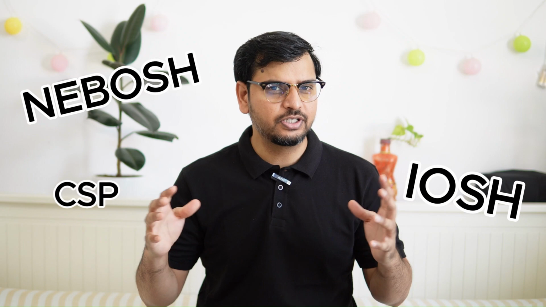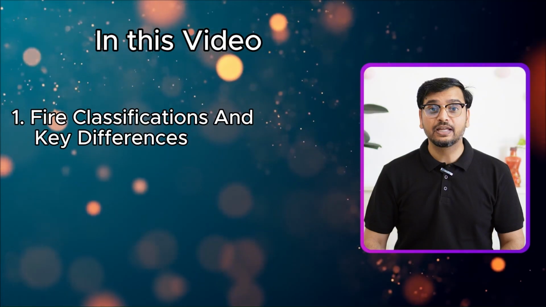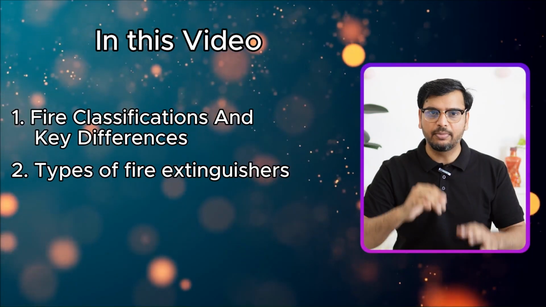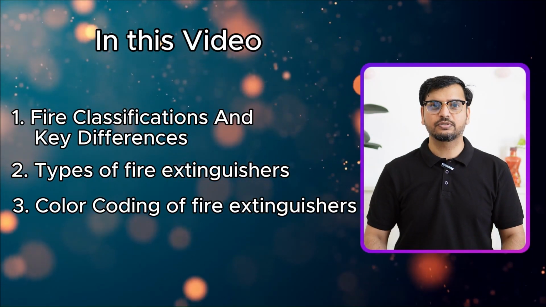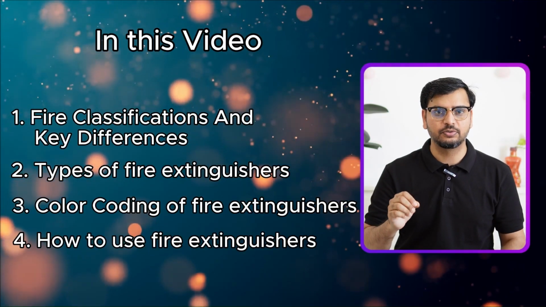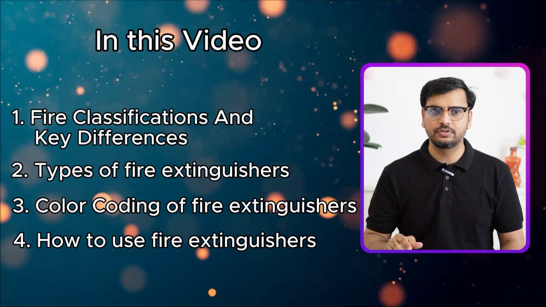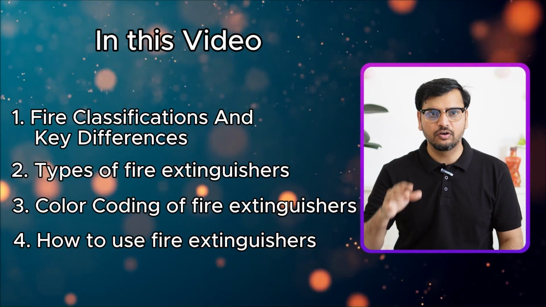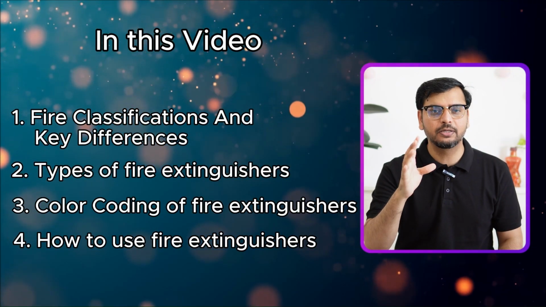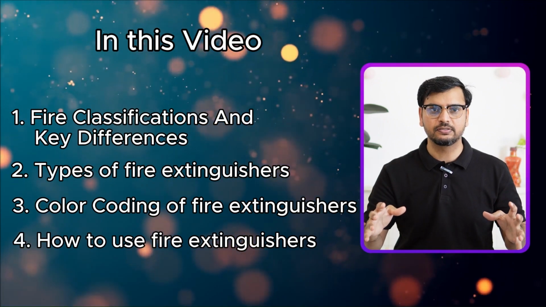Confusing, right? Don't worry, in this video we'll cover various fire classifications used in NEBOSH, IOSH, CSP and CRSP exams, highlighting the key differences and similarities. We will then move on to different types of fire extinguisher, explaining which type of fire each is designed to combat. We'll also discuss the color coding systems used in different parts of the world and provide a simple guide on how to use a fire extinguisher effectively. By the end of this video, you will have a solid understanding of how to identify fire types and choose the right extinguisher, ensuring you are better prepared for any fire emergencies.